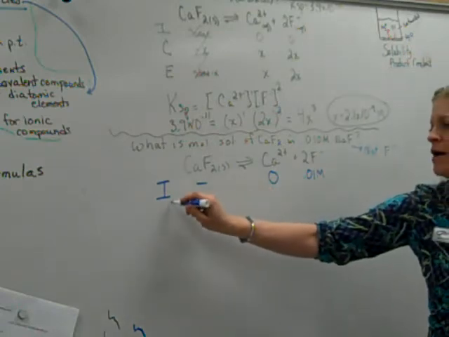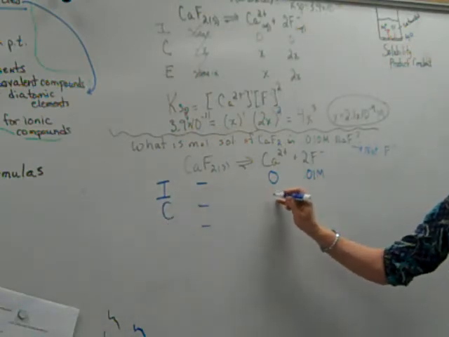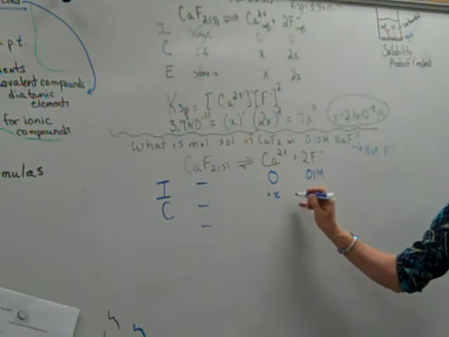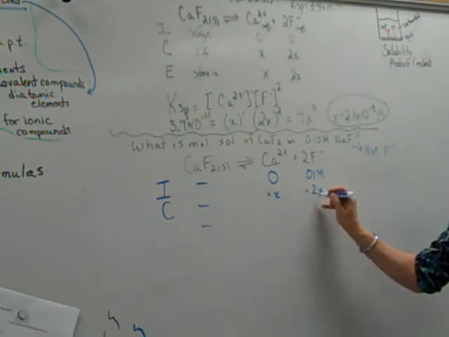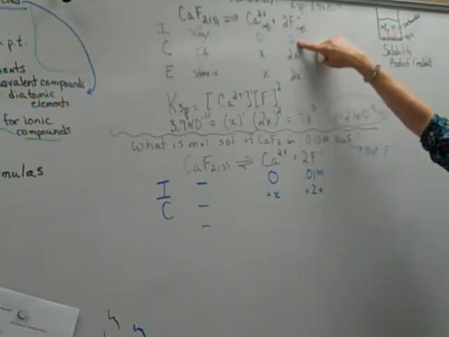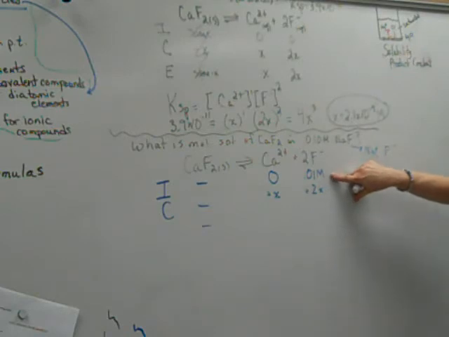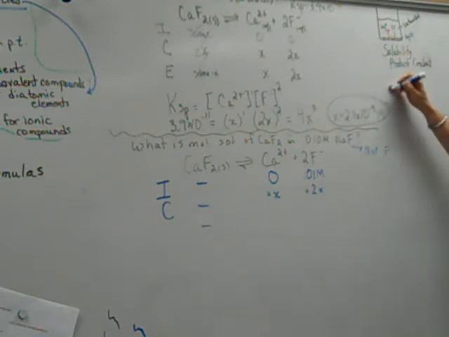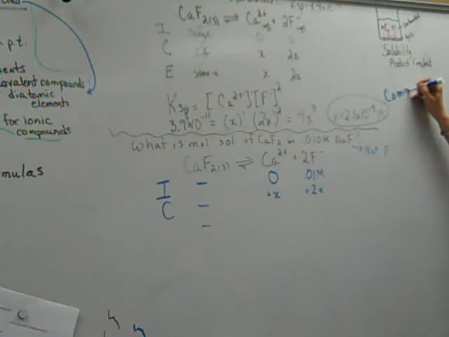Now, however much of this dissolves, you will get X of this and 2X of this. Do you see how that's just like we did before? The only difference is instead of starting with 0, we have some. This is called the common ion effect. We have one of those ions already in there.